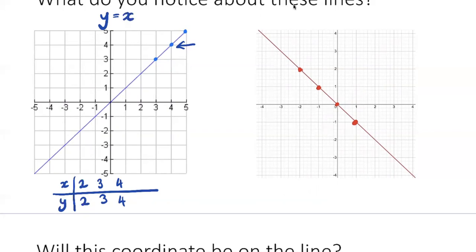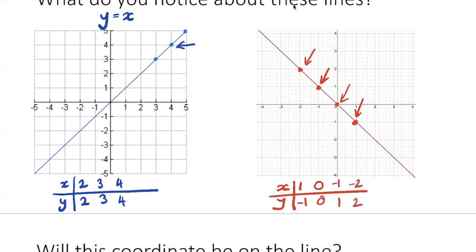Okay, let's go over to our red line now. And we're going to do the same thing. We're going to draw a little table, and you can do this every time you have a question if you're stuck. Let's look at the first one here. So our first one, x is 1 and y is minus 1. Then we have here, if x is 0, y is also 0. And here, if x is minus 1, then y is 1. And finally, if x is minus 2, then y is 2.